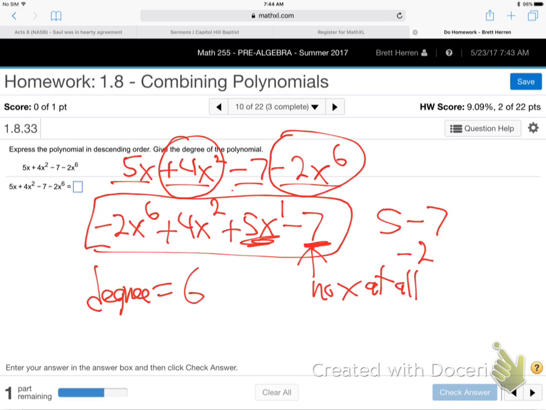So basically what we're doing is we're saying who's got the most x down to who's got the least x. Right? So this one has x to the 6th. He's got the most. He's got x to the 2nd. He's only got x to the 1st, and he's got no x at all. So he's last. So it's the most x down to the least x. That's what they're wanting us to do. Good. All right.